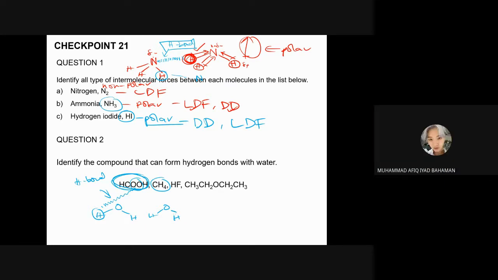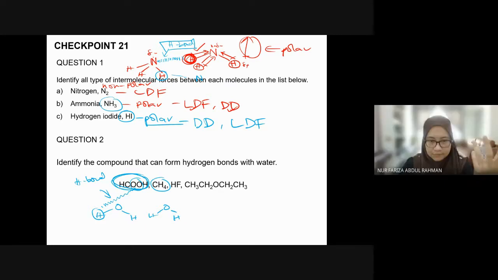Okay, CH4. Can CH4 form hydrogen bond with water? No, cannot. The first rule is obeyed. Focus on the hydrogen, on the oxygen. The first rule is obeyed, but the second rule is not obeyed, because there's no fluorine or oxygen or nitrogen in the molecule. So this one doesn't have, this one has.